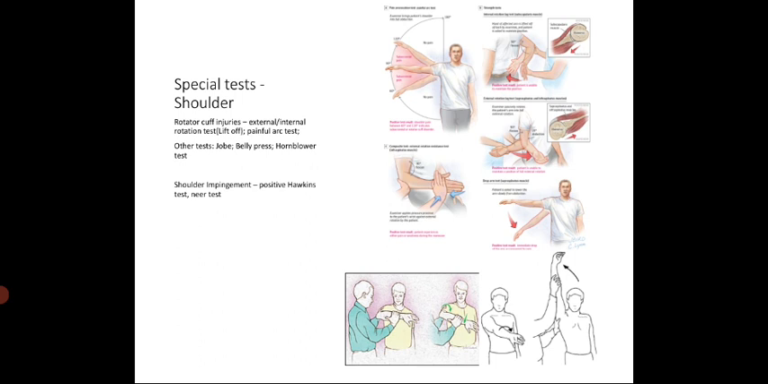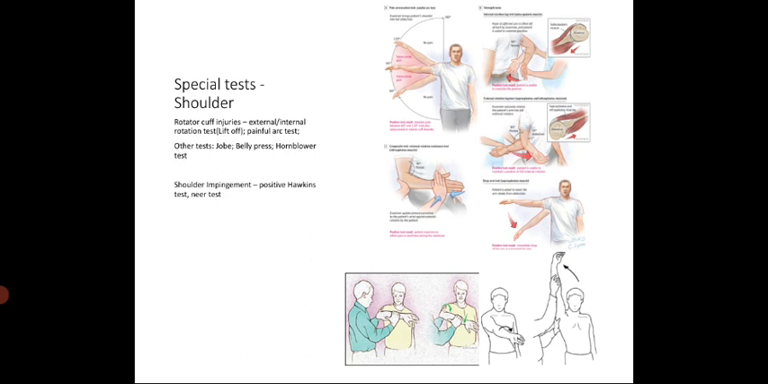Now we'll start with the special tests for the shoulder. So we have rotator cuff injuries. The more sensitive and specific tests for rotator cuff injuries are the following. We have the external or internal rotation test, or the lift off test, and we also have the painful arc test. Other more common tests that we usually do would be also, of course, the Jobe test, or the empty can test, the belly press, and the horn blower test.